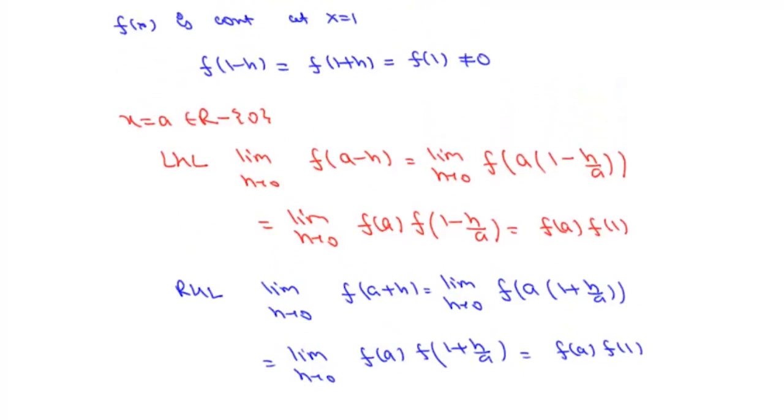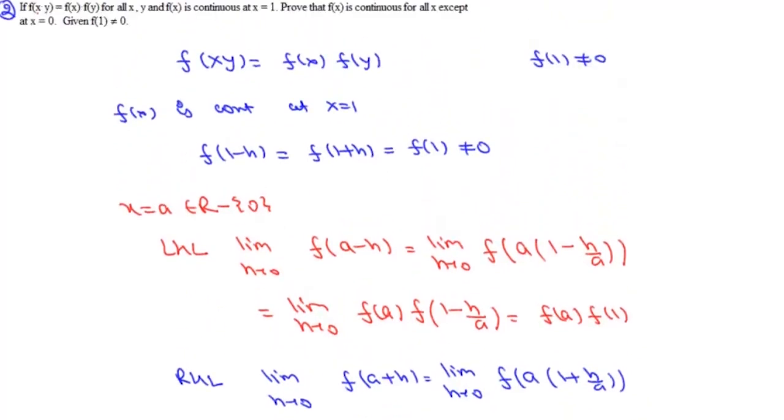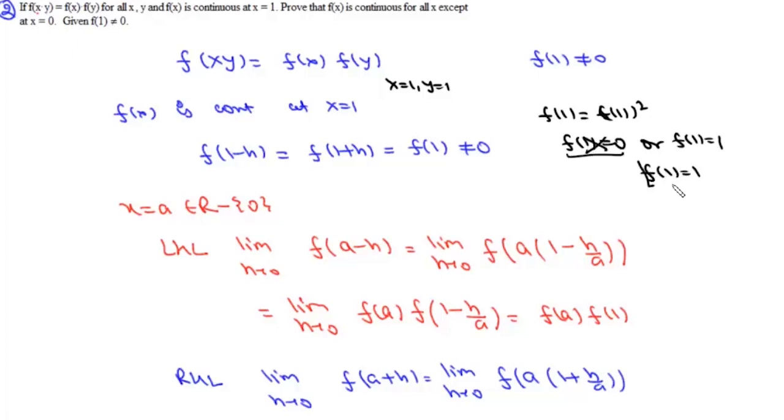Now if we look at this function again, we're given that f(xy) equals f(x) into f(y). If we put both x as 1 and y as 1, we can write f(1) equals f(1) square, which is a quadratic in f(1). So from here we get the condition that either f(1) is 0 or f(1) is 1. Now f(1) is unequal to 0, it is given in the question. So the only condition that we have here is that the value of f(1) is 1.